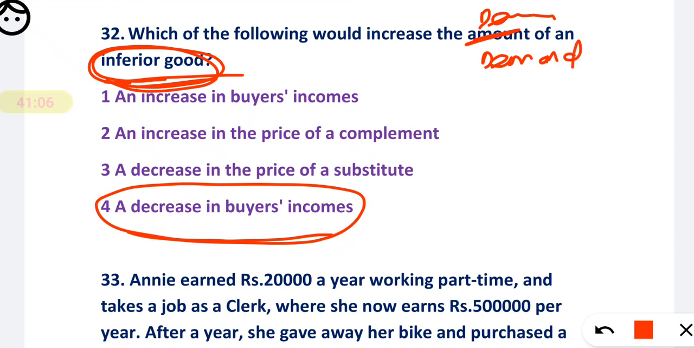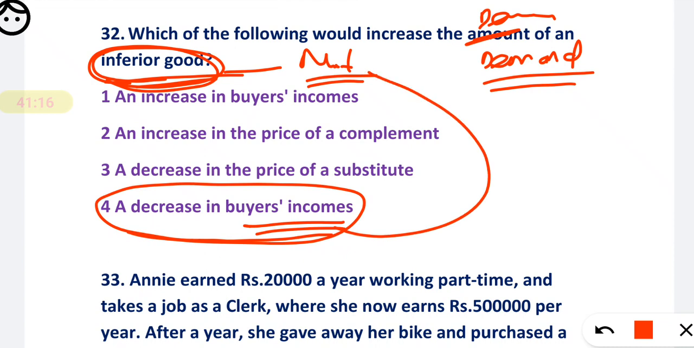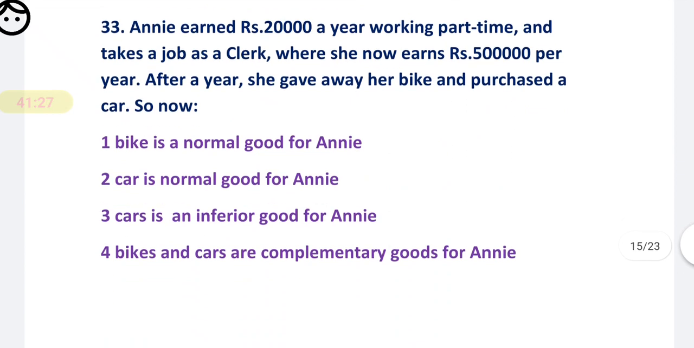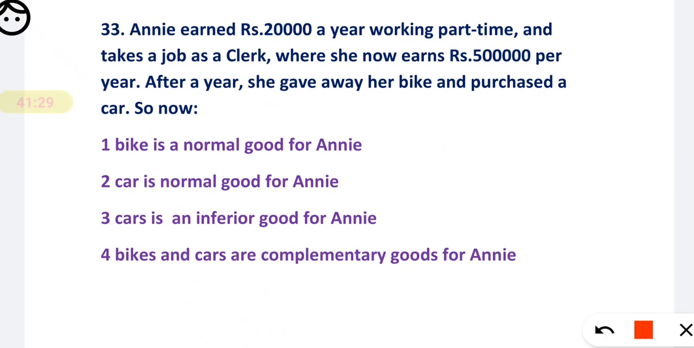Okay, why does the demand for inferior goods increase? Inferior goods mean goods which are not good, which are of low quality. So when your income decreases, that time only you can purchase the inferior goods which are low in quality. Okay, so the correct answer I will directly mark here: decrease in the buyer's income. Okay, question number 33 we are going to discuss.